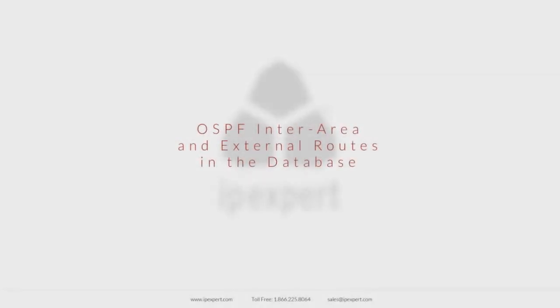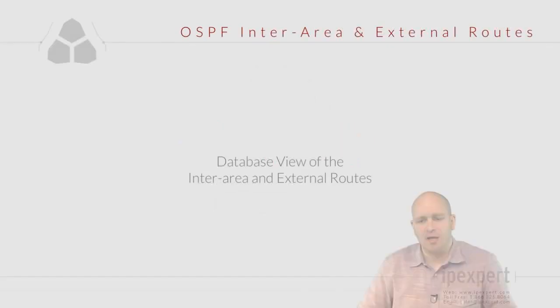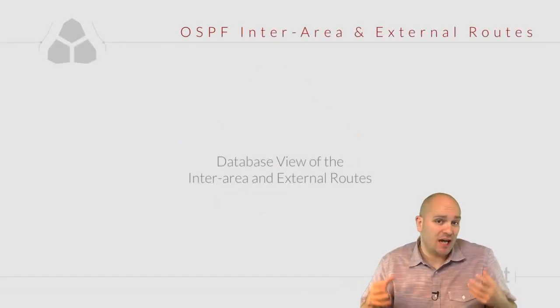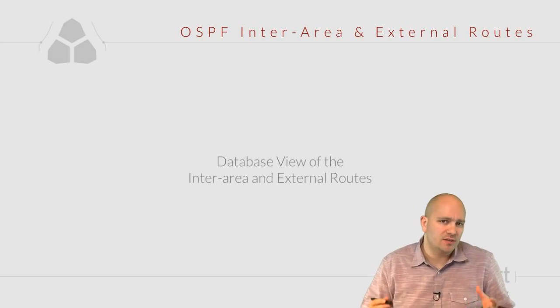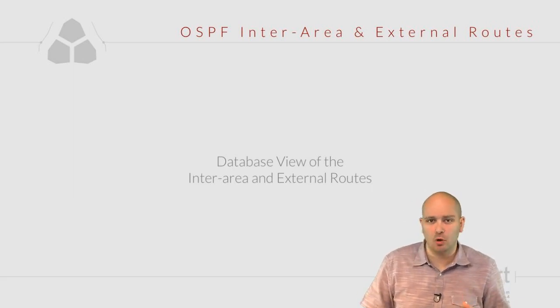We talked about the behavior of OSPF inter-area and external routes. So let's now take a look at how these routes are represented in the OSPF database. What we are going to do now is continue with the network example that we built some long time ago, and we are going to expand it.